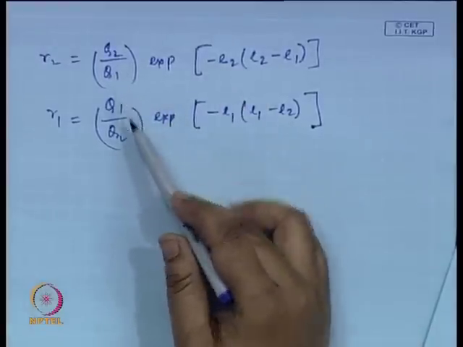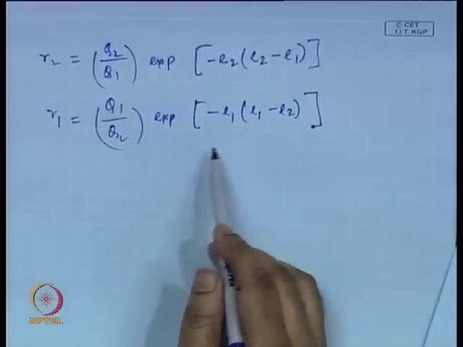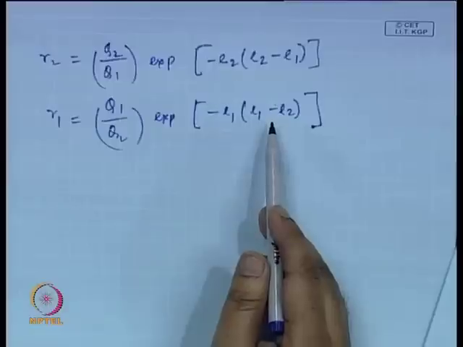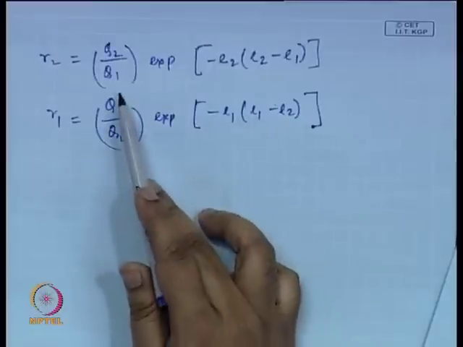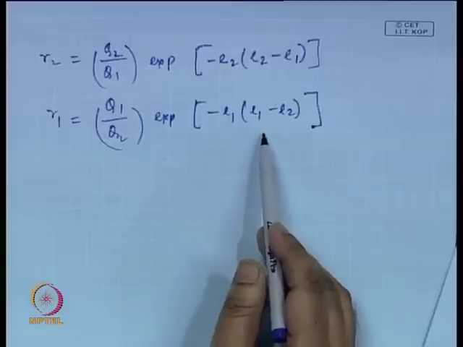We do not have any term which is related to the polymer radicals. All the terms are related to the monomer. So, basically this relates to the reactivities of the two monomers and the electrostatic charge on the two monomers.